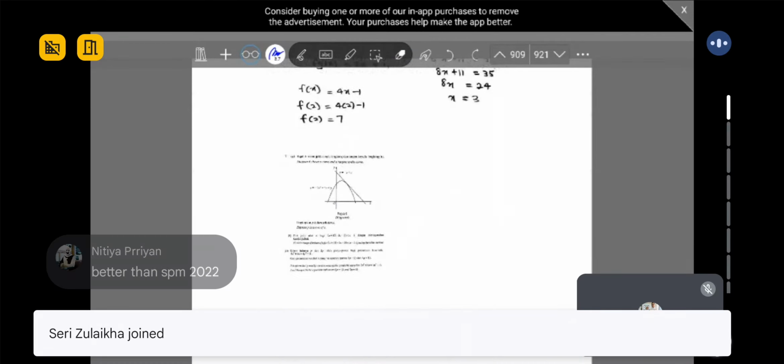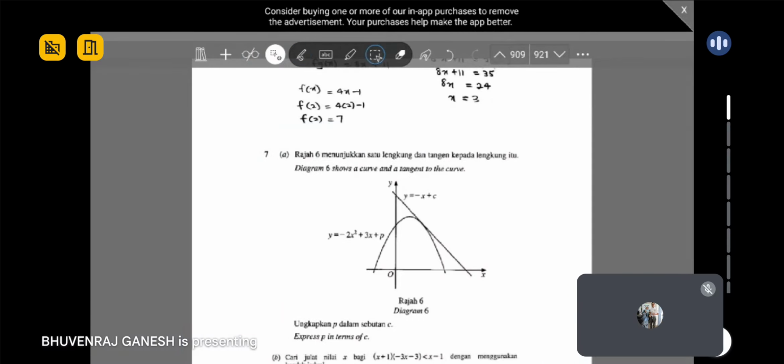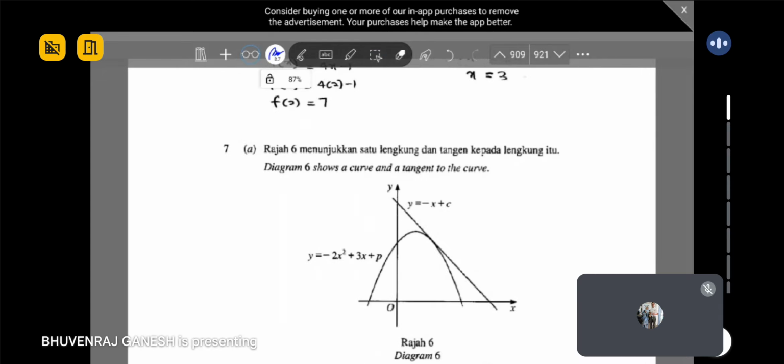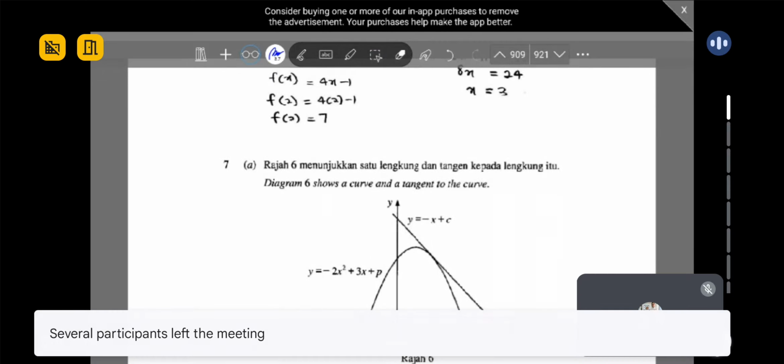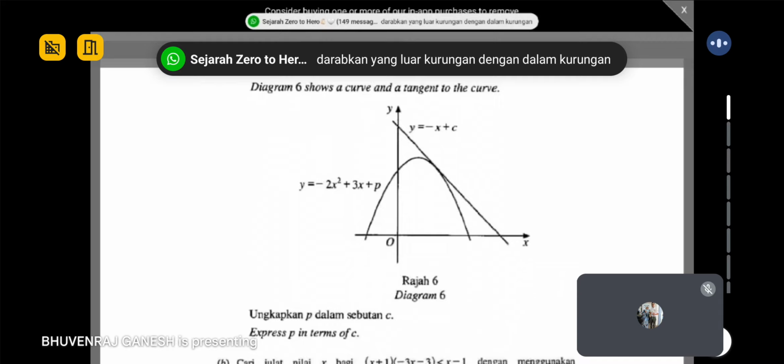Okay, so next one. Question number 7. Soalan ke-7. Okay, this is the midpoint lah. Bila kamu sampai soalan 7, kamu dah setengah jalan dah. Kertas. Yes, I feel that SPM 2023 lebih senang berbanding 2022. Definitely more simple. Okay? Alright guys.